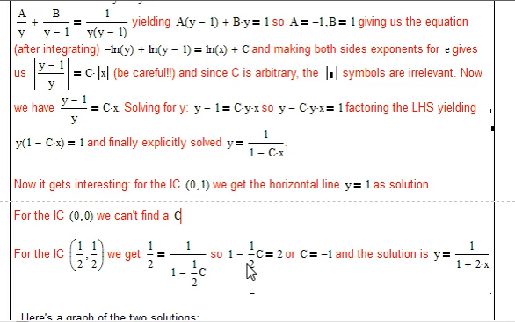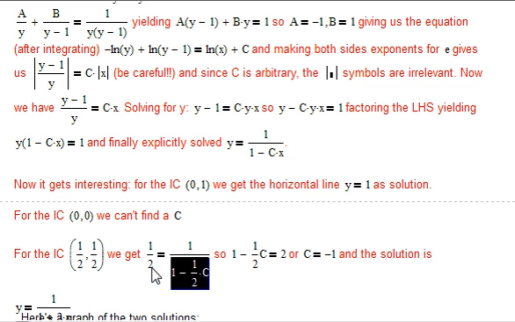That's not true. So if we get 1 minus 1/2 C equals 2, that's this denominator equals this denominator, then subtracting 1 from both sides, we get negative 1/2 C equals 1, so C equals negative 2. Thought I had something wrong there.